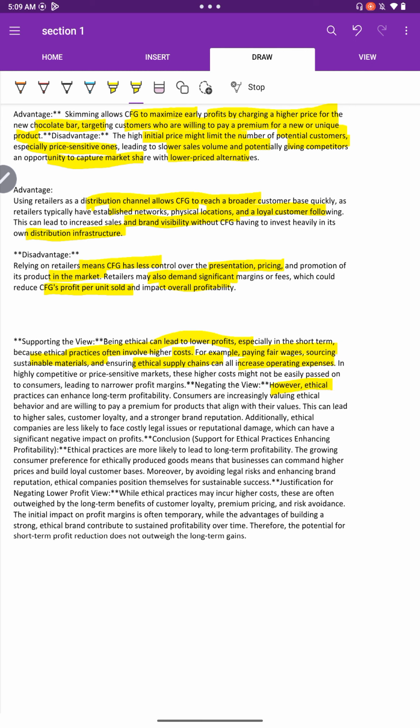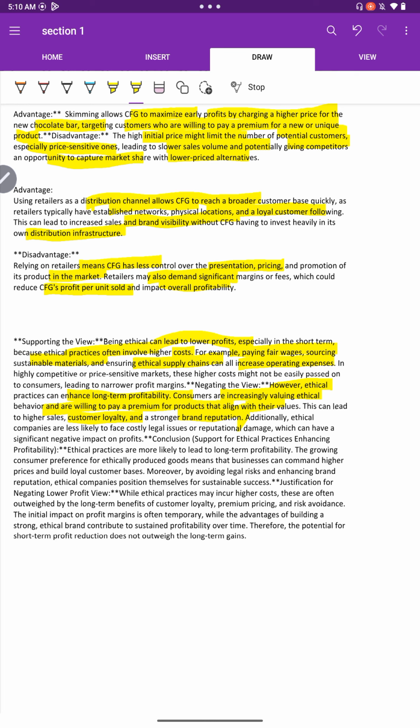However, ethical practices can enhance long-term profitability. Consumers are increasingly valuing ethical behavior and are willing to pay a premium for products that align with their values. This can lead to higher sales, customer loyalty, and a stronger brand reputation. You just need to write till here.